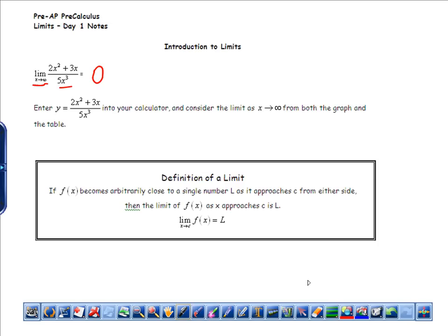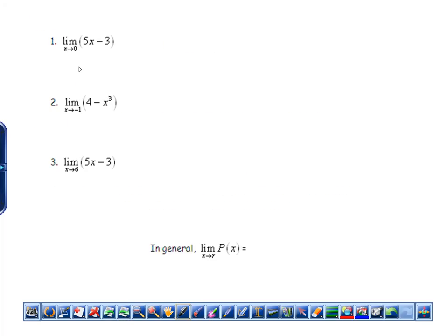Alright, so that's a technique you may want to use in this next part of limits, because we're going to break it open. So this says if f of x becomes arbitrarily close to a single number L as it approaches c from either side, then the limit of f of x as x approaches c is L, meaning that this right here doesn't have to be infinity anymore. It could be a limit as x is approaching a number, and then we're just going to use L as the limit. Okay, let's look at some examples.